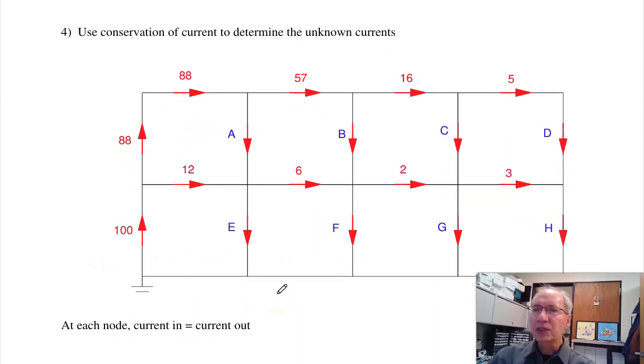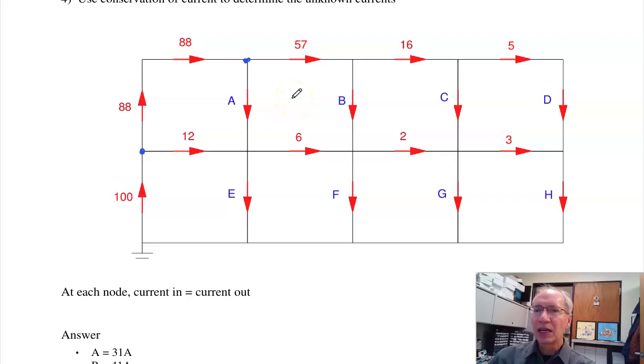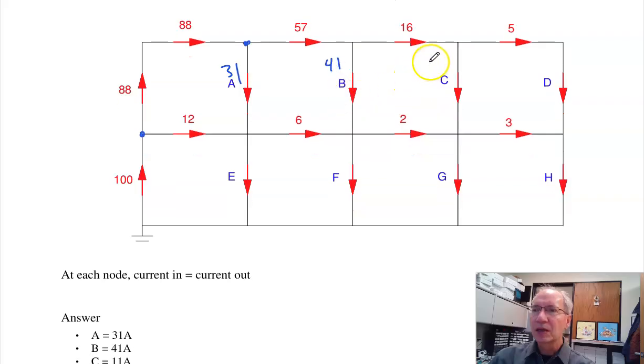Problem number 4 looks at conservation of current. At any given point, current in equals current out. So here, I've got 100 amps going in. I have to have 100 amps going out. 88 goes up, 12 goes right. At this point, conservation of current says 88 in, I have to have 88 out. This is 57. I am missing 31, so that's A. At B, 57 in, I have to have 57 out. 16 right, so B is 41. C is 11. D is 5.